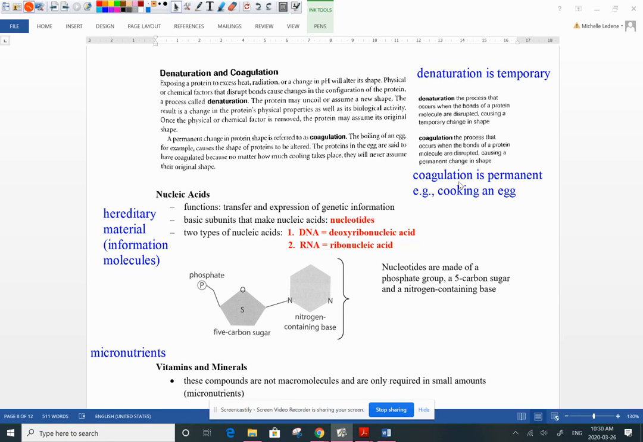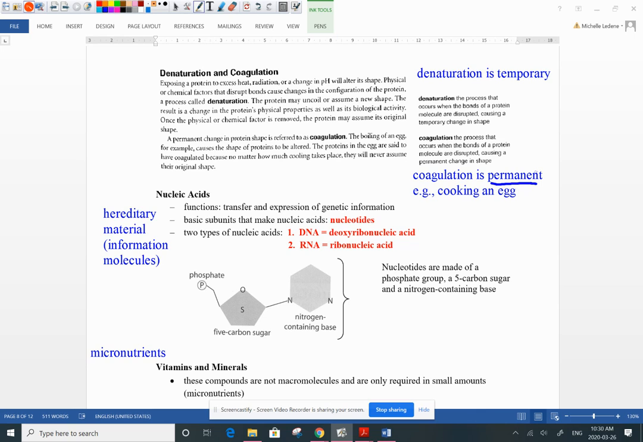Coagulation, though, that's a different story. If a protein gets coagulated, that's a permanent change, and that molecule will never be the same. Like if you cook an egg, for example, well, you can't put it back. It's no longer that kind of runny egg with the yolk and everything. That is a permanent change to the structure of that protein molecule.